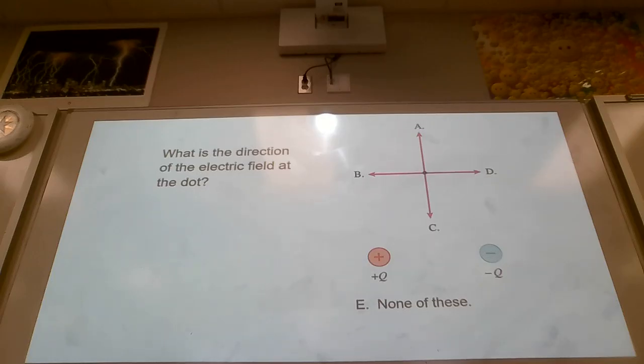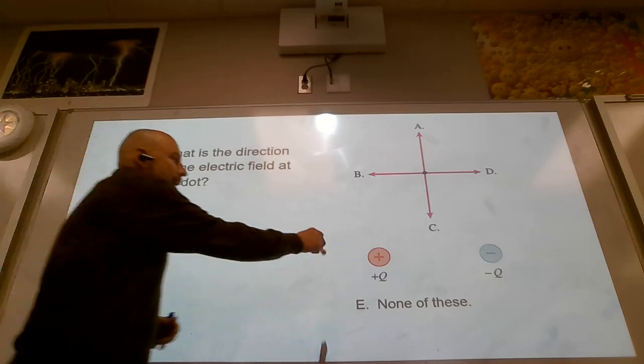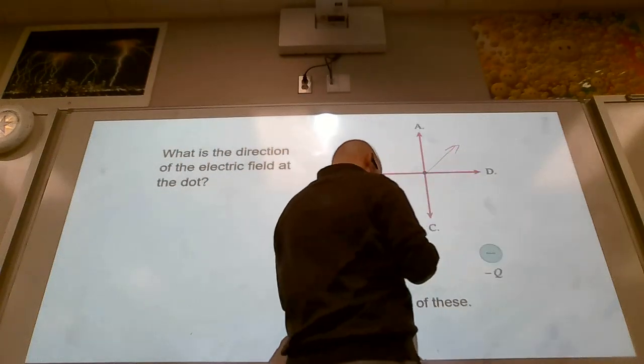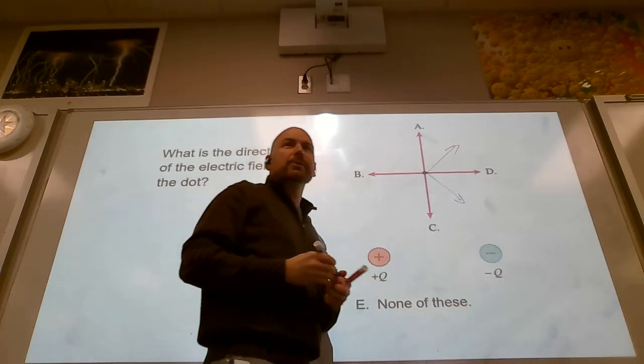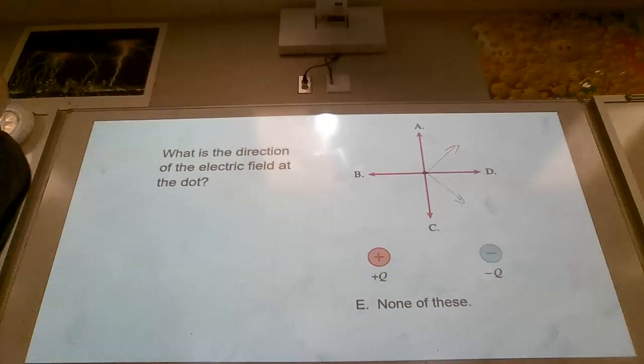Correct answer is D, dangerous dinosaurs. This one's creating an outward directed field. This one's creating an inward directed field. We find the resultant of those two, and we get D.